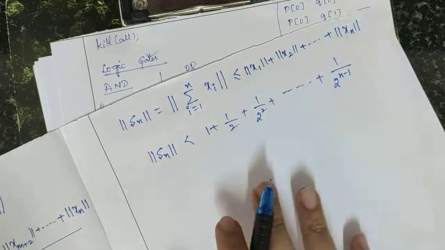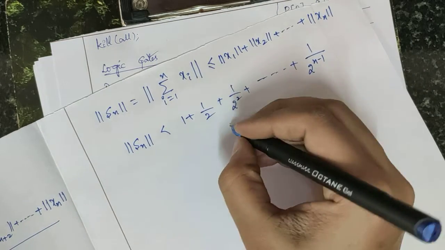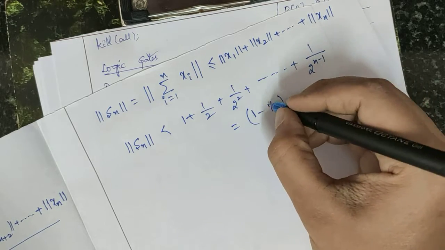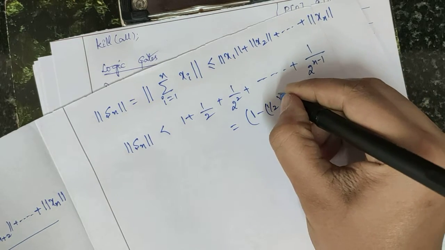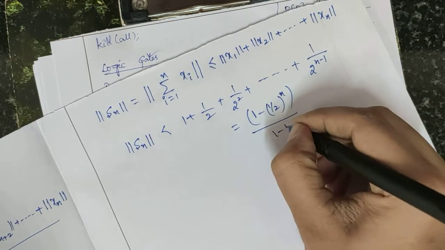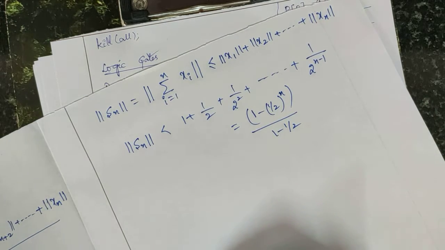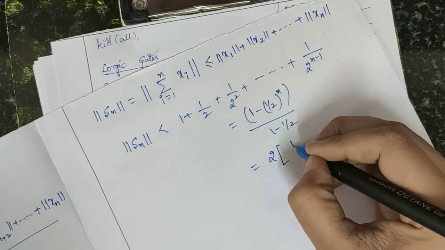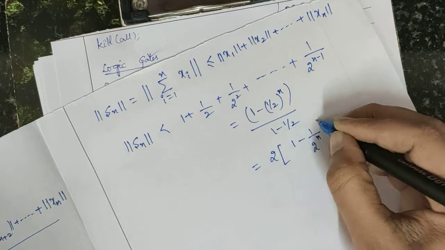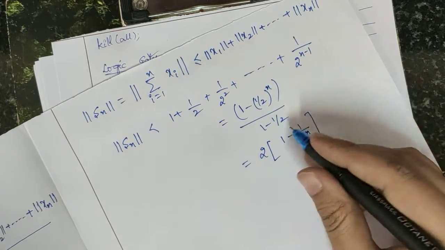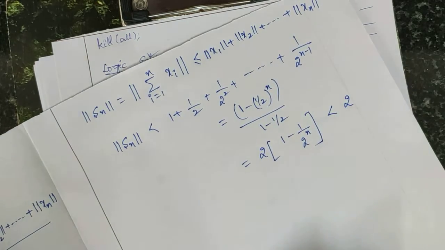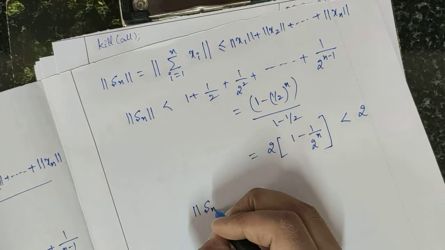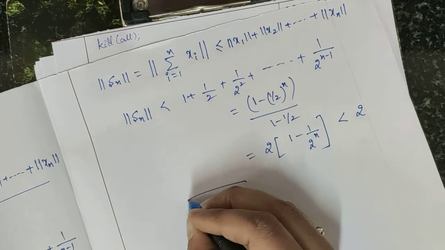Again use the geometrical progression formula. You will be getting this equal to 1 minus 1 by 2 power n divided by 1 minus 1 by 2, right? So again you can simplify this as 2 into 1 minus 1 by 2 power n. Obviously this term will be less than 2, right? So now our norm Sn is less than 2.